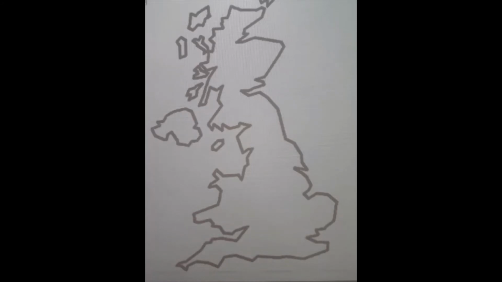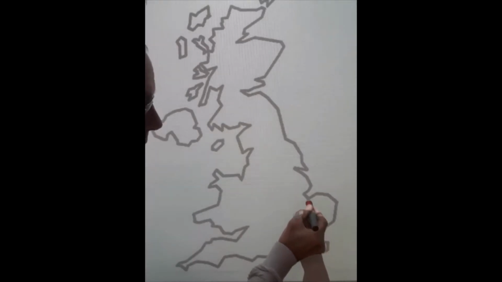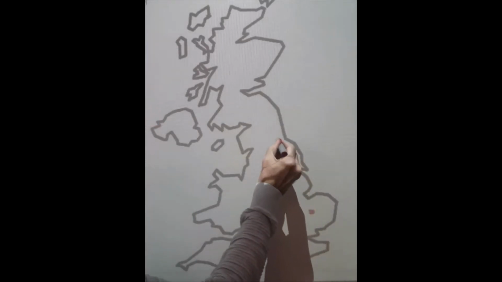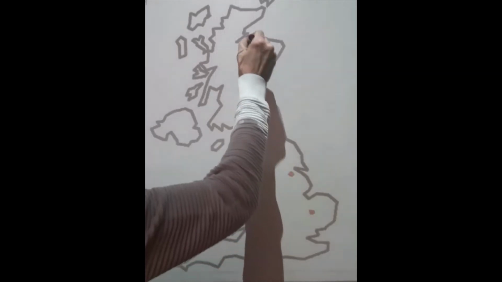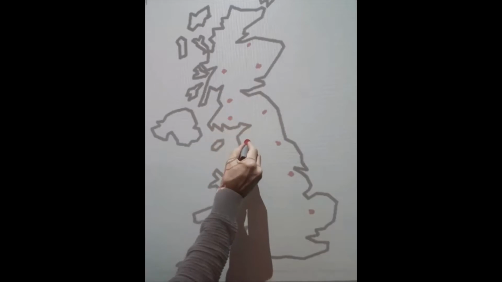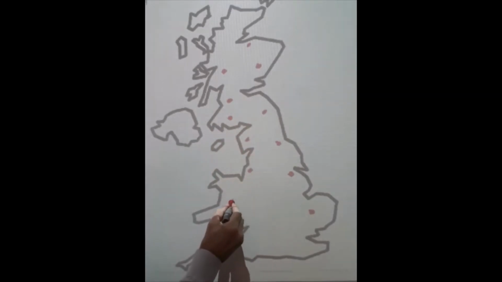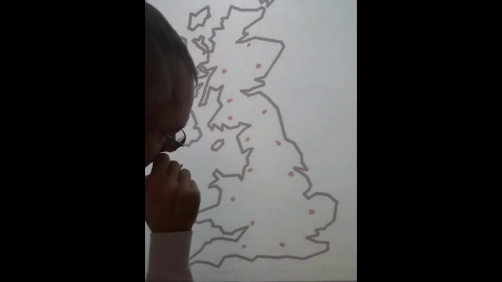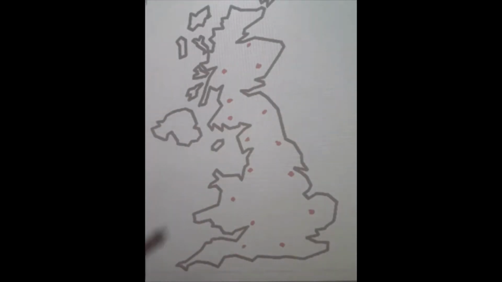This is a map of the UK, and around the UK there are dozens of power stations. So let us suppose we have a power station here, here, here. This is purely arbitrary the way I've drawn this, but each of the red dots represents a power station.